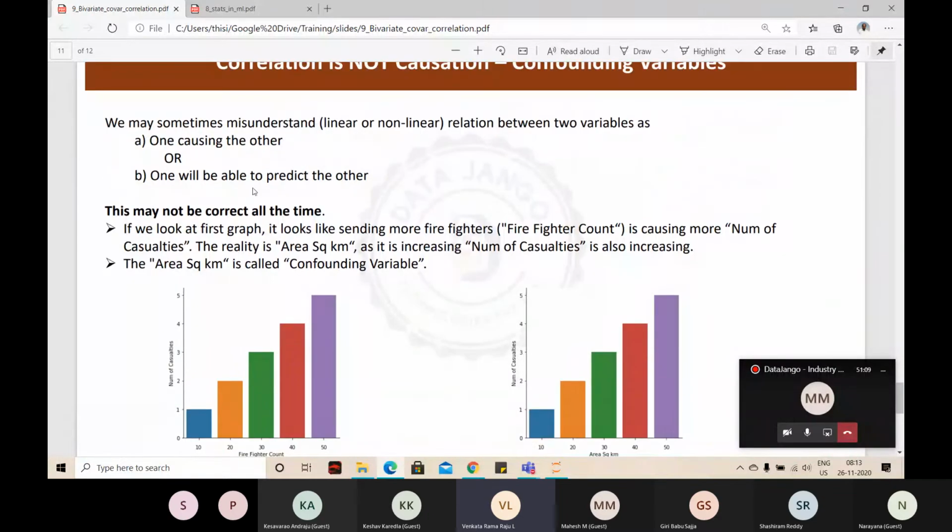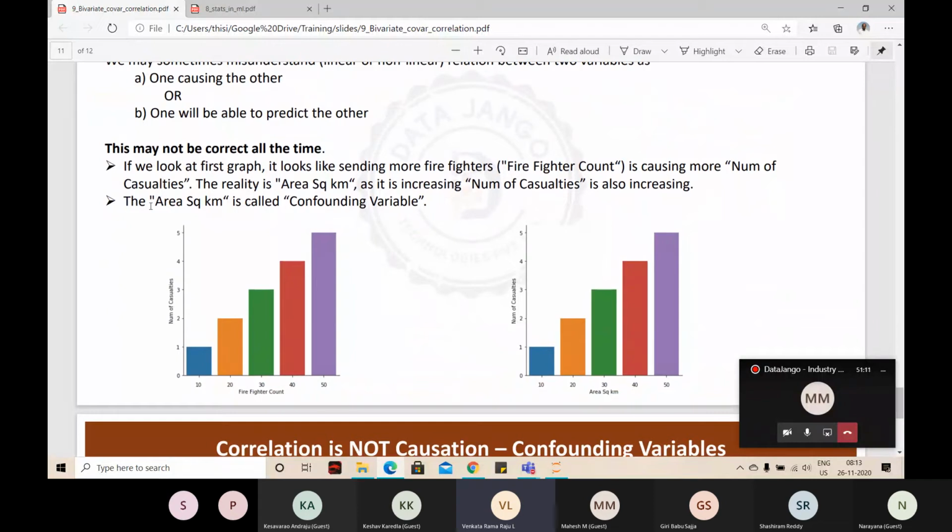So here, area in square kilometers is the confounding variable. The actual variable which is affecting the number of casualties is the confounding variable. The number of firefighters is not actually the real variable causing the number of casualties. Area in square kilometers is the variable causing the maximum number of casualties.